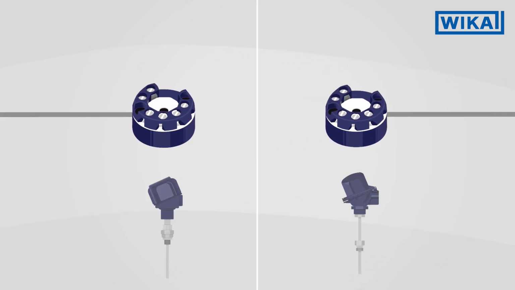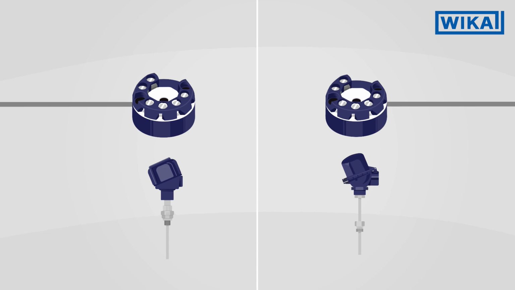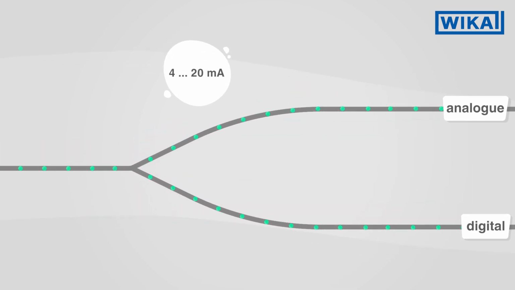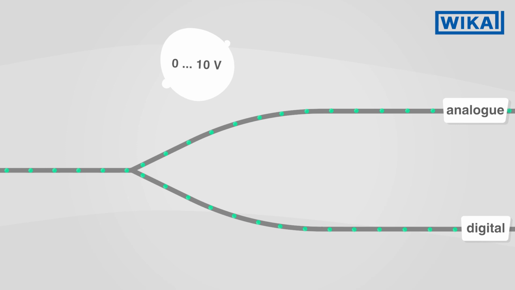Transmitters can be used in almost all applications. They can convert the input signals from different sensor types, such as resistance thermometers or thermocouples, into a uniform output signal. This output signal can be analog or digital. Analog output signals are, for example, 4 to 20 milliamps and 0 to 10 volts.